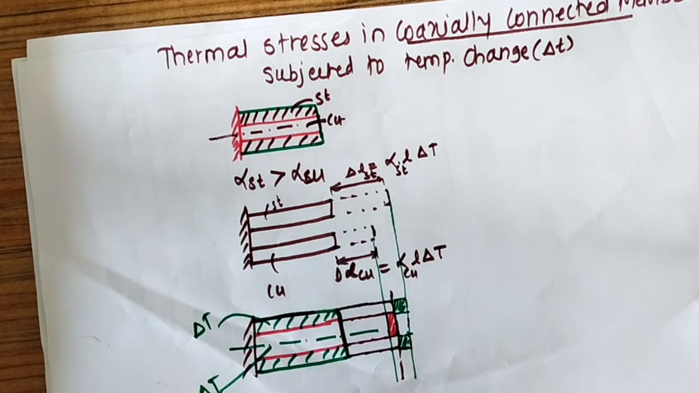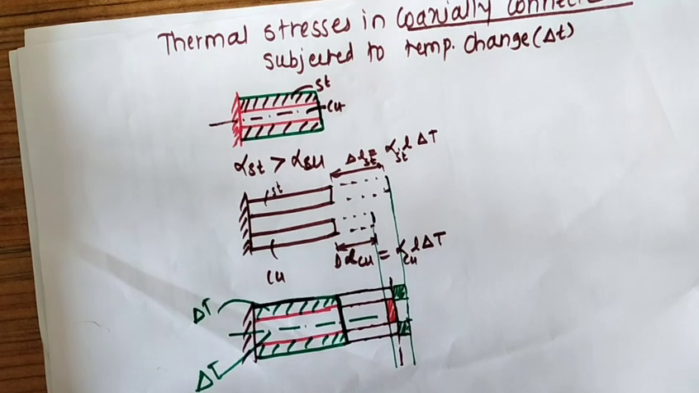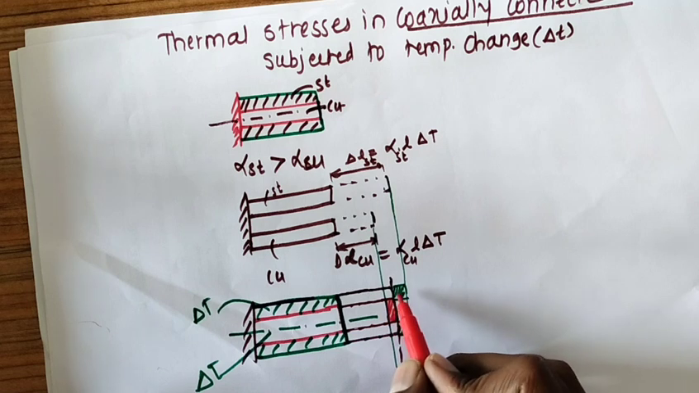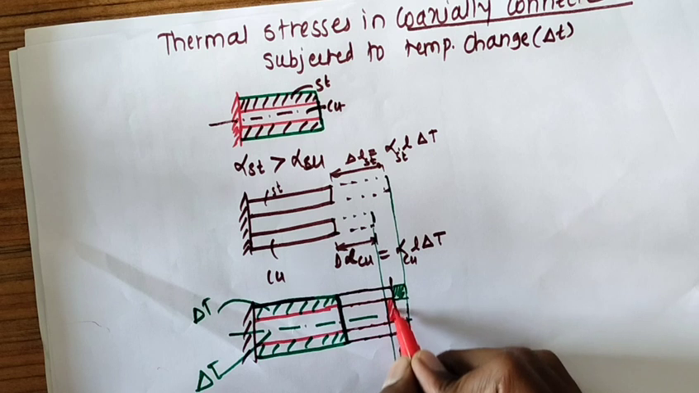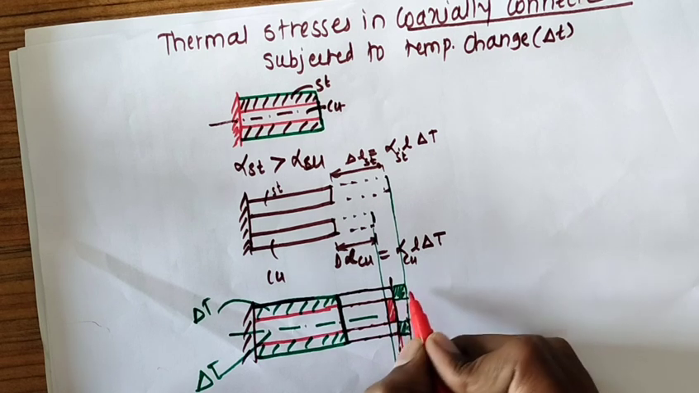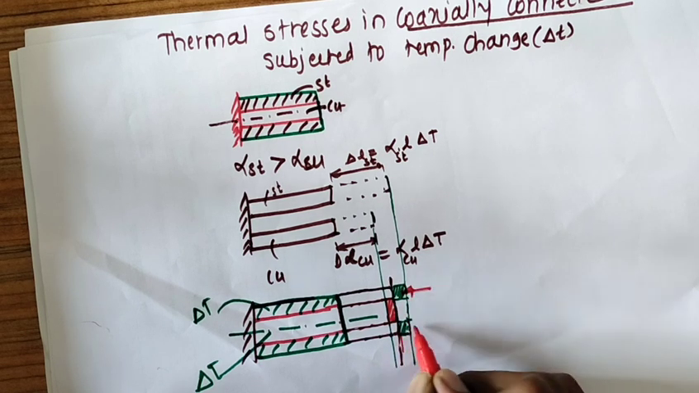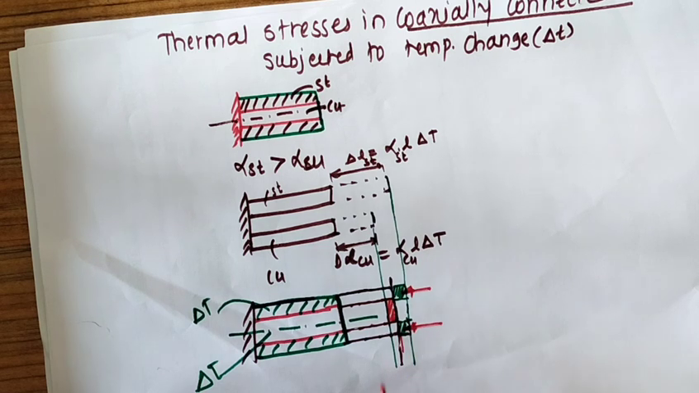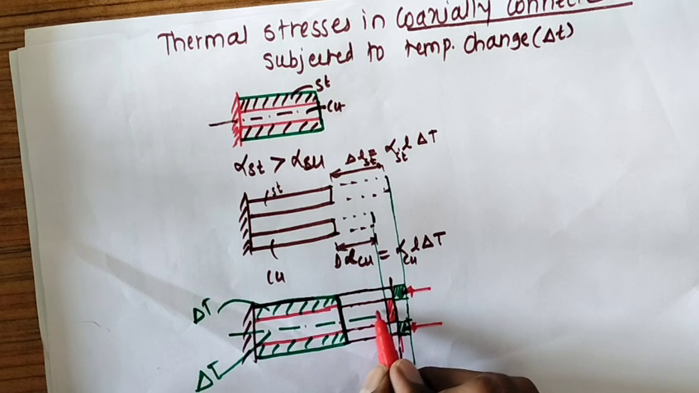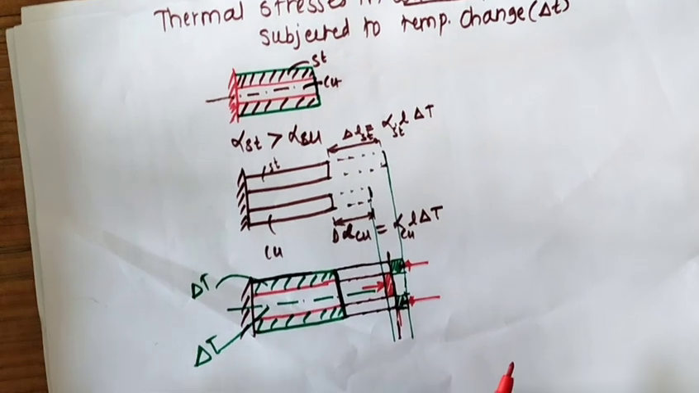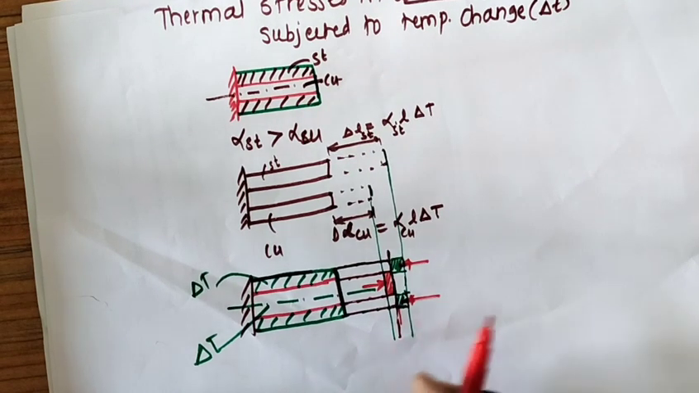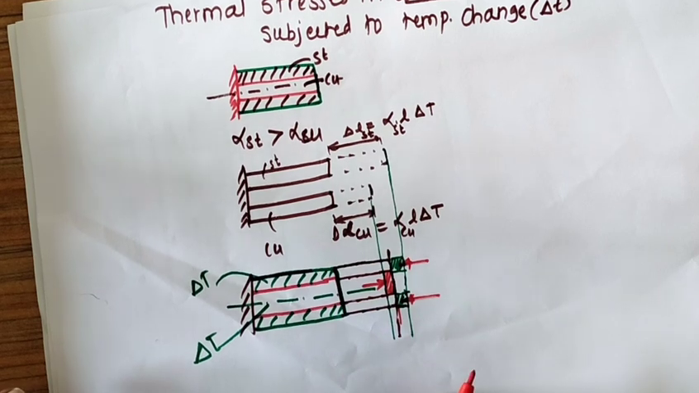So when we try to express this in some equations, what can we write? Actually, what happened here? Why does it happen? Because when it tries to expand, as they are welded together, it acts like a support and exerts some compressive force on the steel, while it exerts some tensile force on the copper. So we can write here, the change in length of the copper and the change in length of the steel are equal.